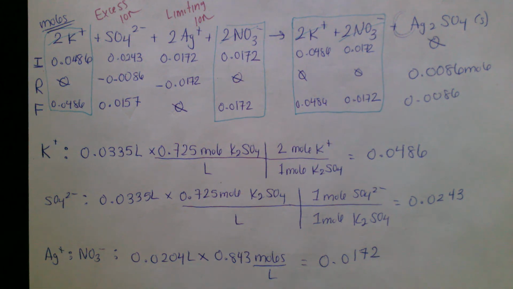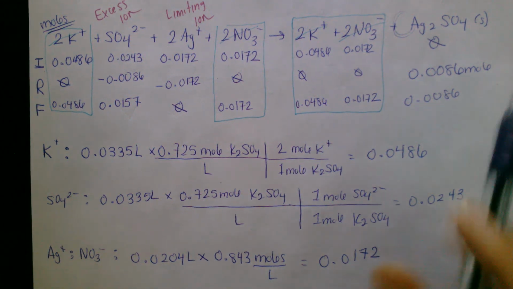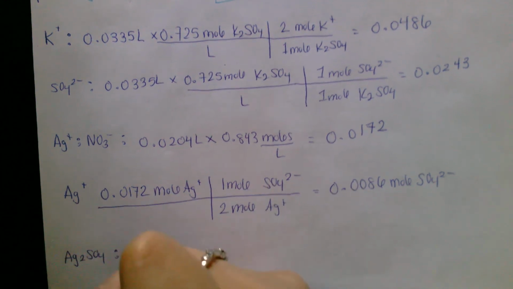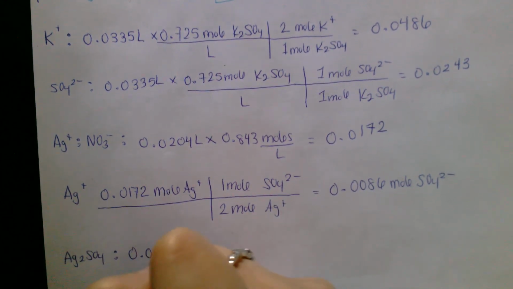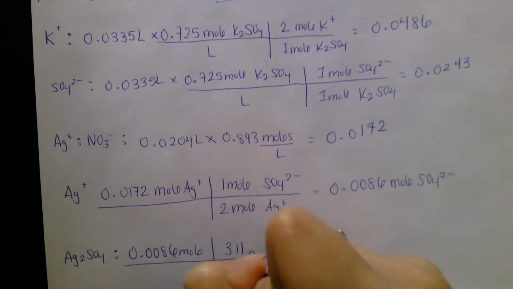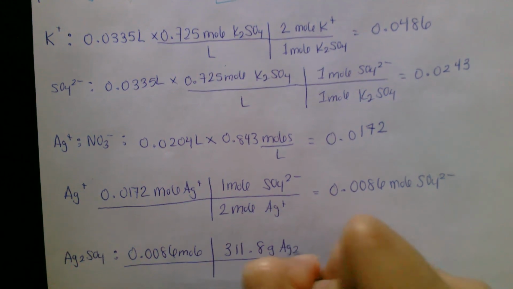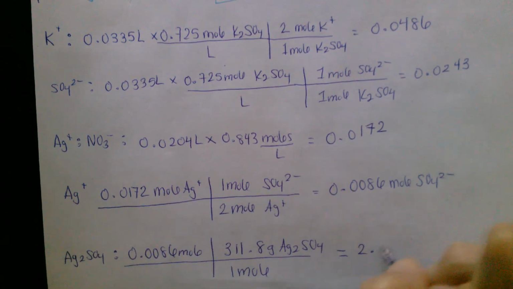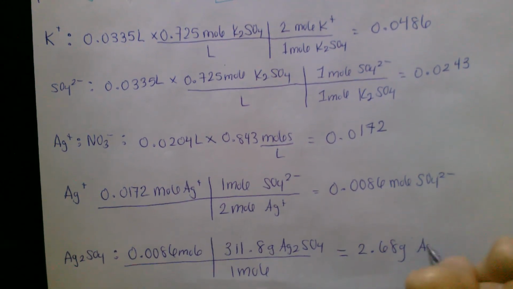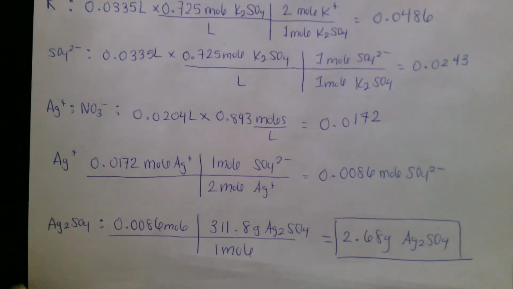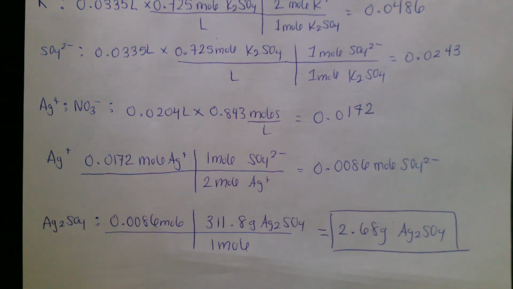Okay, so let's solve for mass of silver sulfate. So I'm going to take this moles and multiply it by the molar mass. So Ag2SO4, that's going to be my 0.0086 mole multiplied by the molar mass, which is 311.8 grams Ag2SO4 for every 1 mole, which gives me 2.68 grams of Ag2SO4. And so that is the mass of silver sulfate.